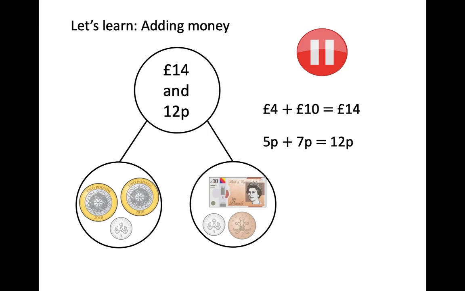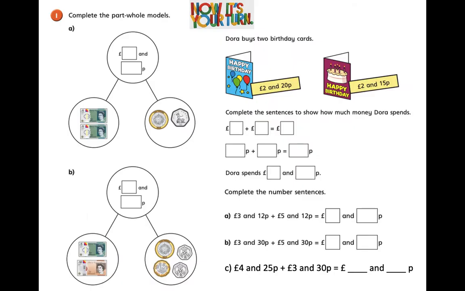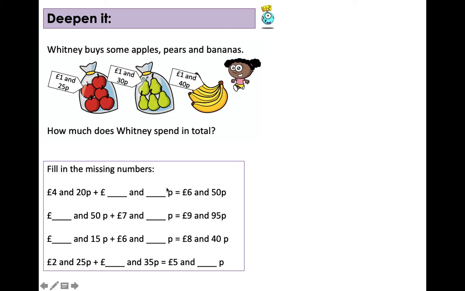Okay, super duper. So, your task today, you've got some part-whole models to complete to find the whole, to find the total. You can just write the answer if you can't print the sheet, please don't worry. And then some more questions to have a go at using the method that we just did. So add the pounds first and then the pence. And then we've got 2 challenges for you to complete as well. And remember, at the end of the PowerPoint, you will find the answers.